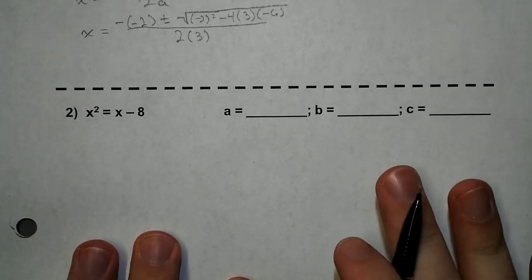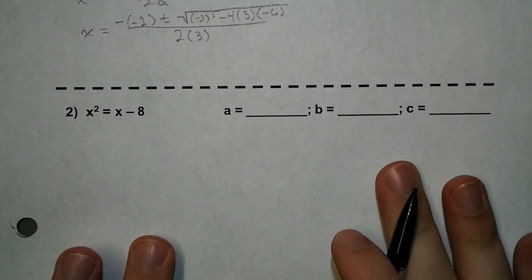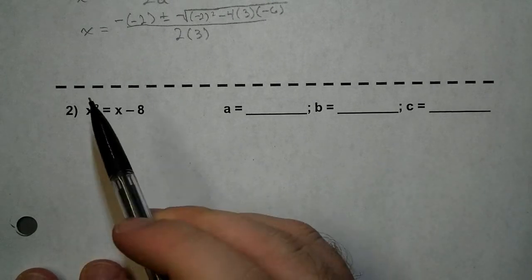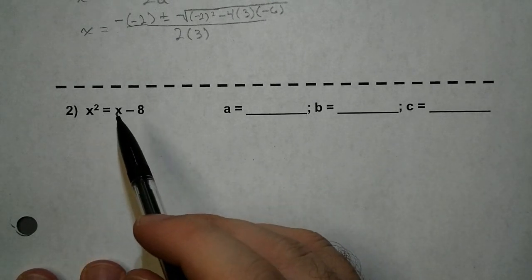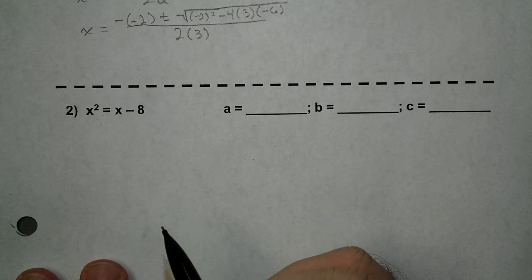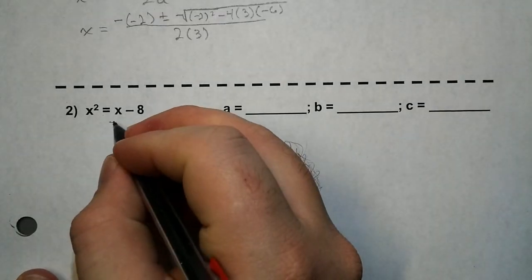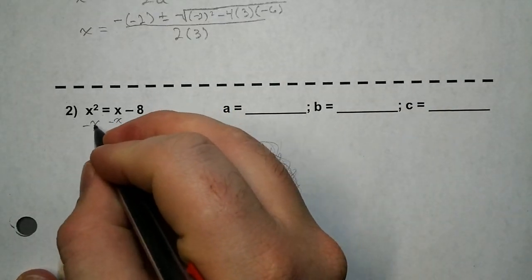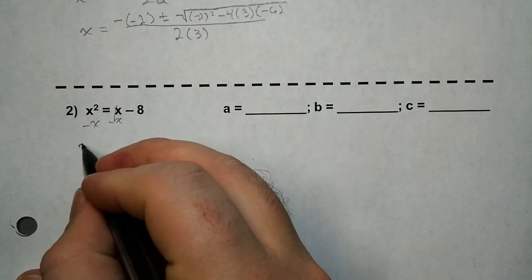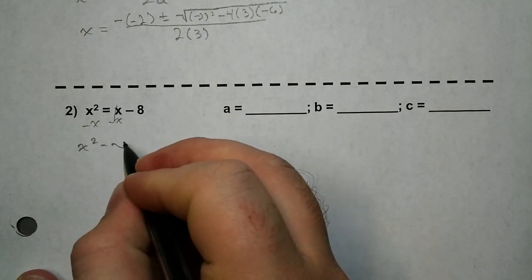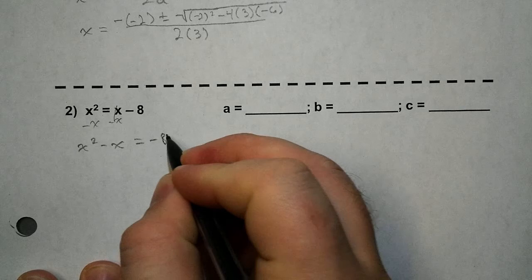Alright, so example 2, we've got x squared is equal to x minus 8. First thing, we have to get this in standard form. So we've got to move this x over, and we've got to move that 8 over. So I'm going to subtract an x. Boom, those cancel, bring everything down. So I've got x squared minus x is equal to negative 8.